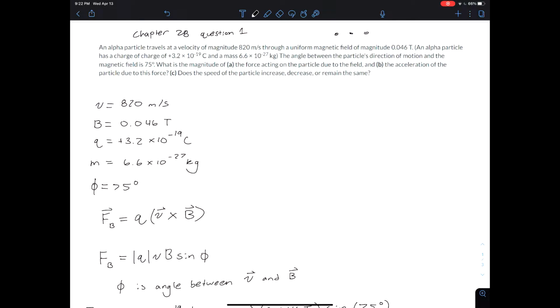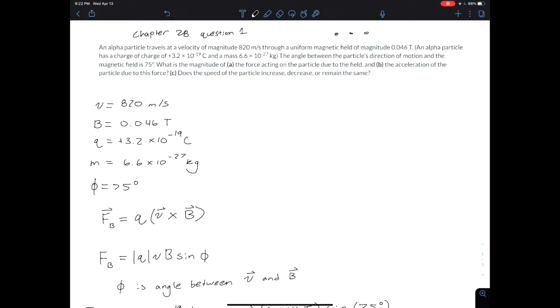Okay, here we have chapter 28, question 1. The question is about an alpha particle that travels through a uniform magnetic field, and we want to know the force acting on the particle due to the field, the acceleration on the particle due to the force, and if the particle's speed changes or remains the same.